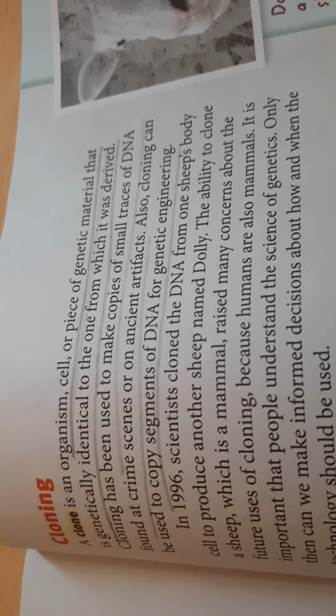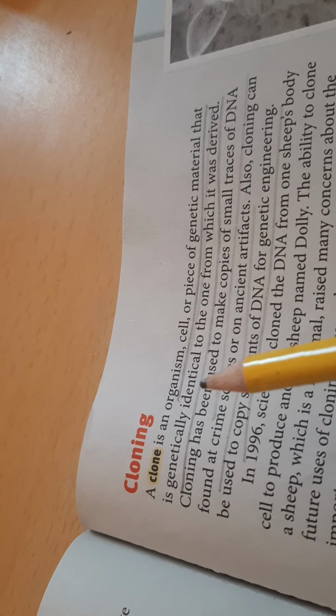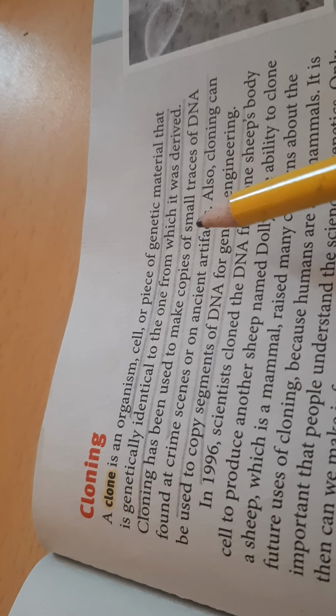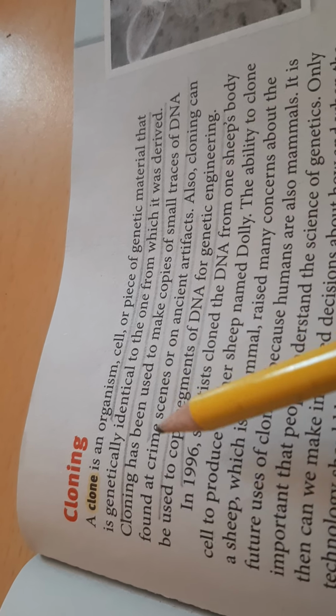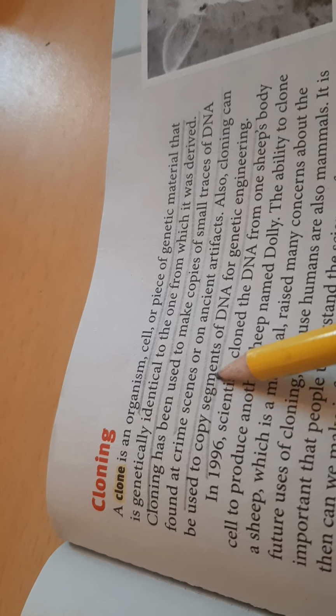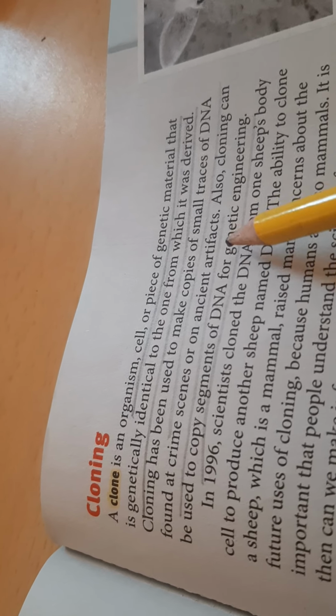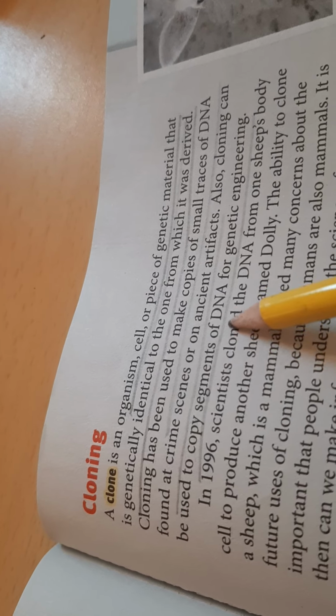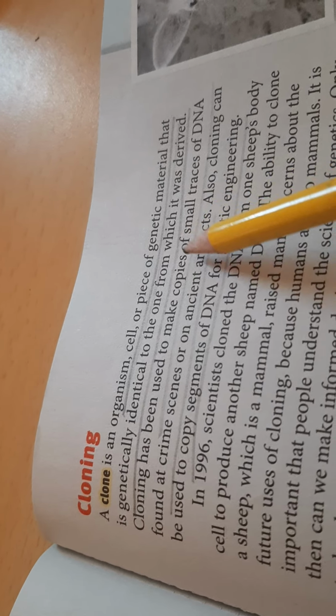Now, cloning. What is cloning? Cloning is an organism, cell, or a piece of genetic material that is genetically identical to the one from which it was derived. Cloning has been used to make copies of small traces of DNA found at a crime scene or on ancient artifacts. Also, cloning can be used to copy segments of DNA for genetic engineering. So these are the uses of cloning.